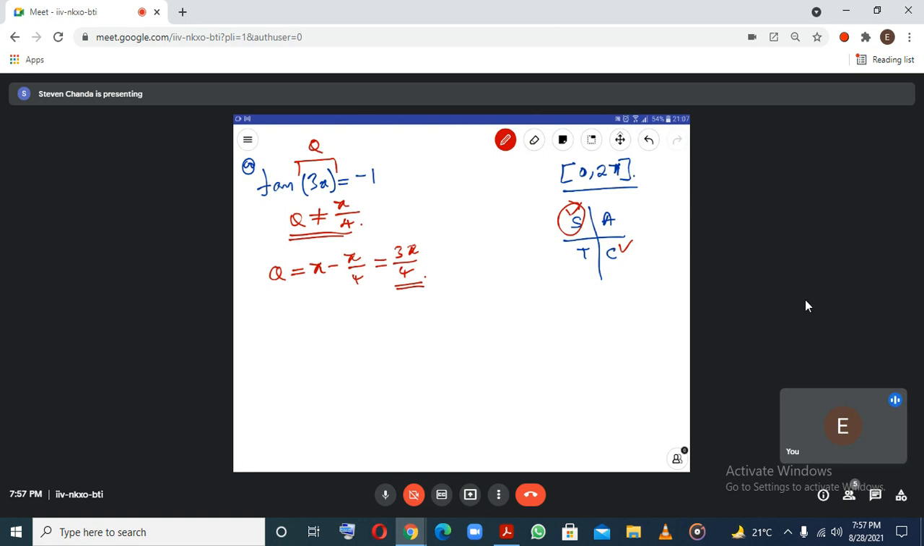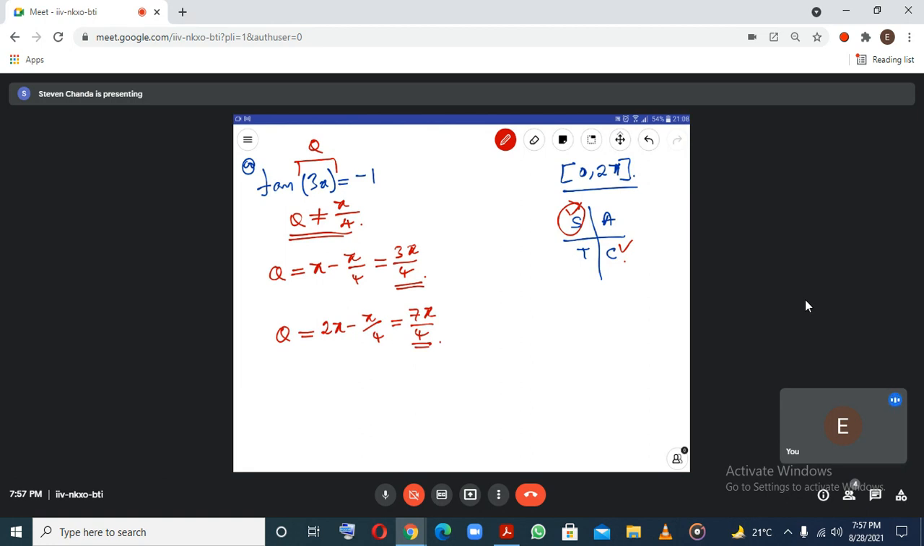Then we go now for the fourth quadrant. How do you find an angle in the fourth quadrant? You subtract your acute angle from 2 pi, which is 360, right? So when you subtract 45 from 360, we have 315, which in radians is 7 pi over 4. Okay, so then you have your answers like that.